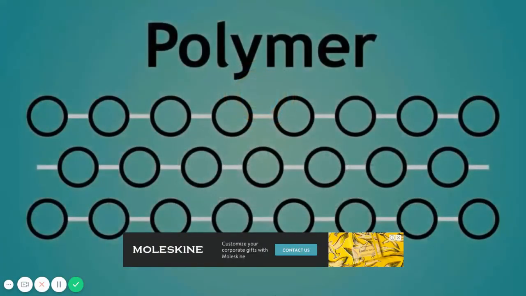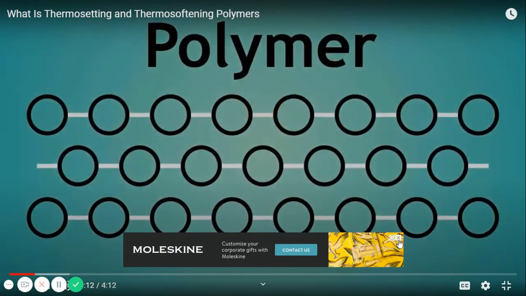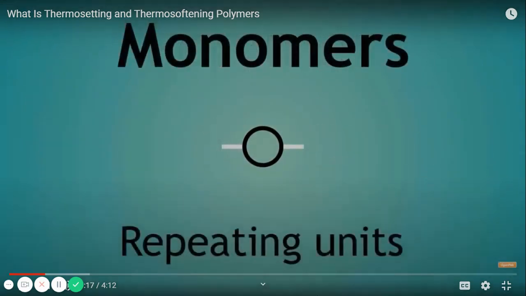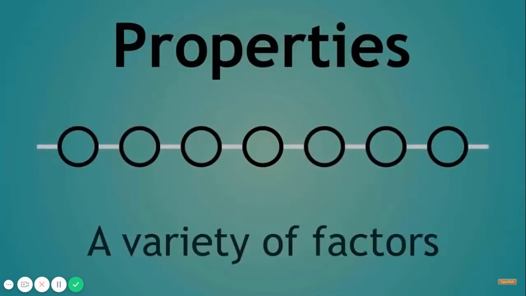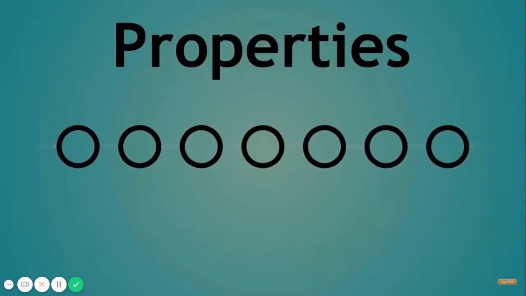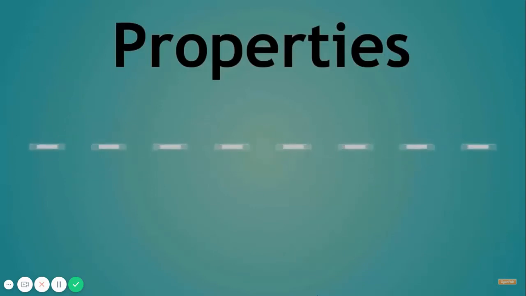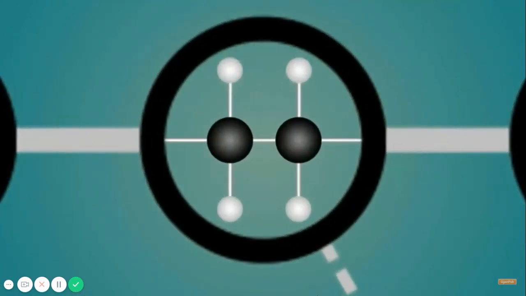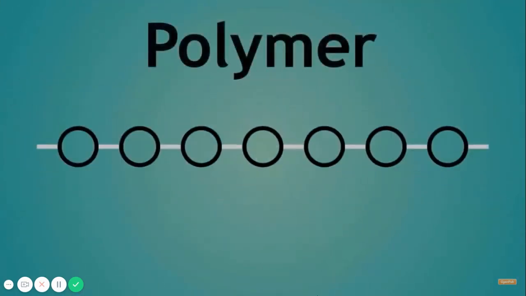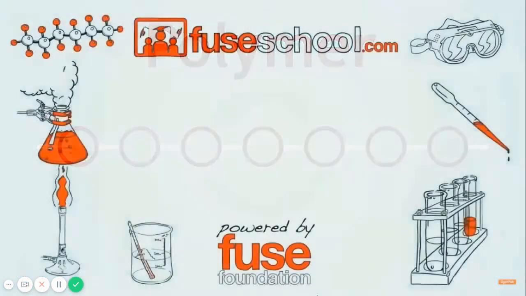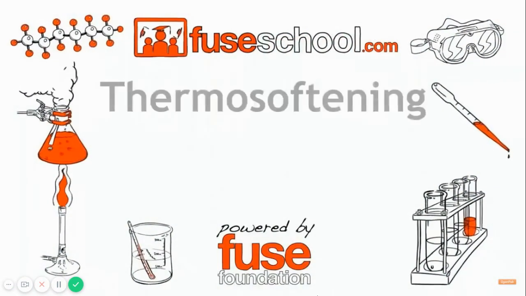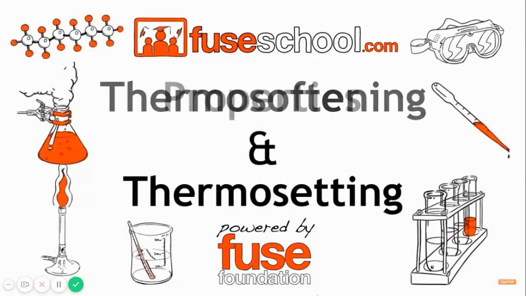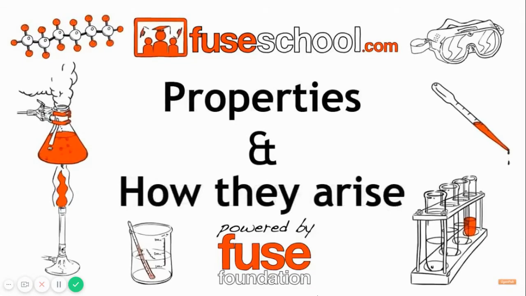The term polymer is used to describe a macromolecule made of many monomers or repeating units. The properties of these polymers all depend on a variety of factors: the monomer unit, the linkages between each monomer, and the intermolecular and intramolecular forces that exist between polymers. In this lesson, we will learn about two classes of polymers: thermosoftening polymers and thermosetting polymers. We will also learn about their properties and how these properties arise.